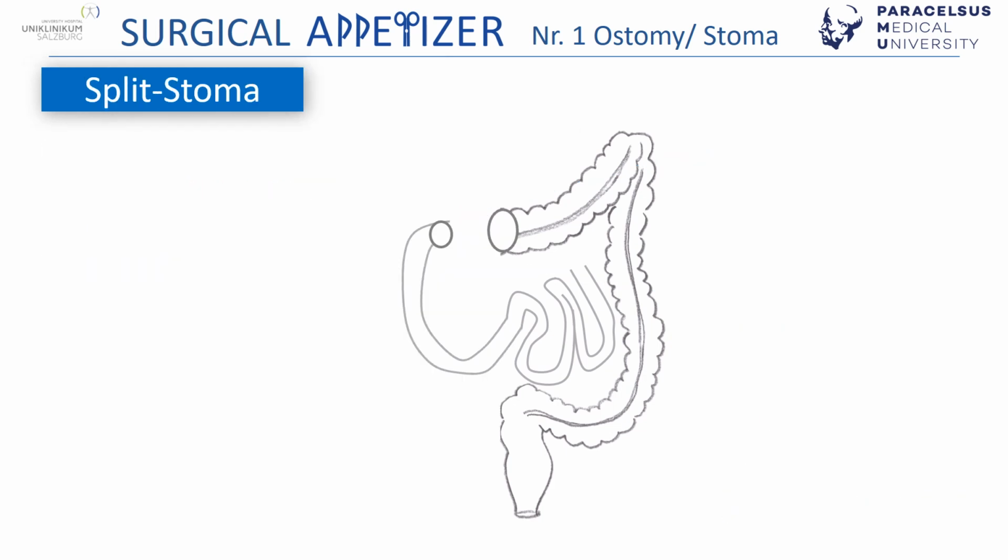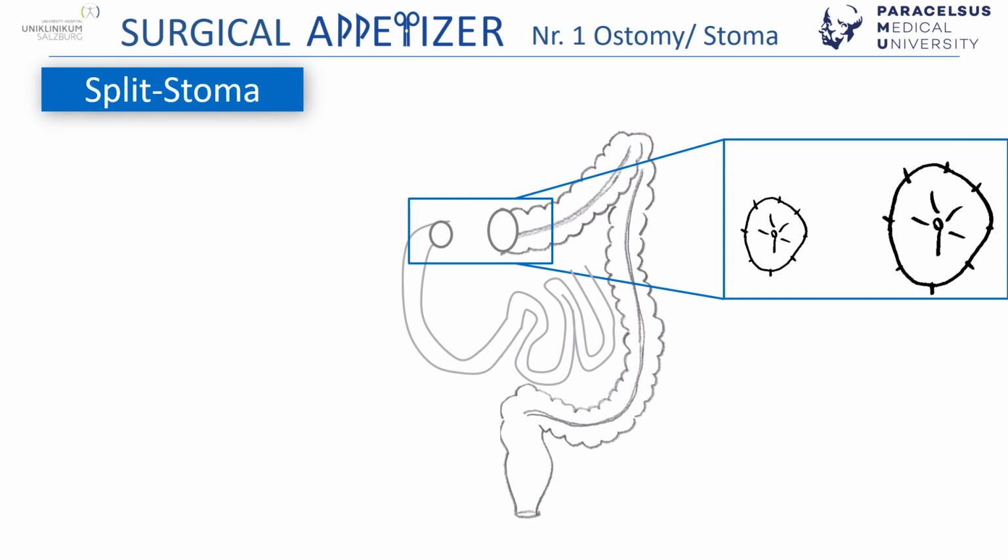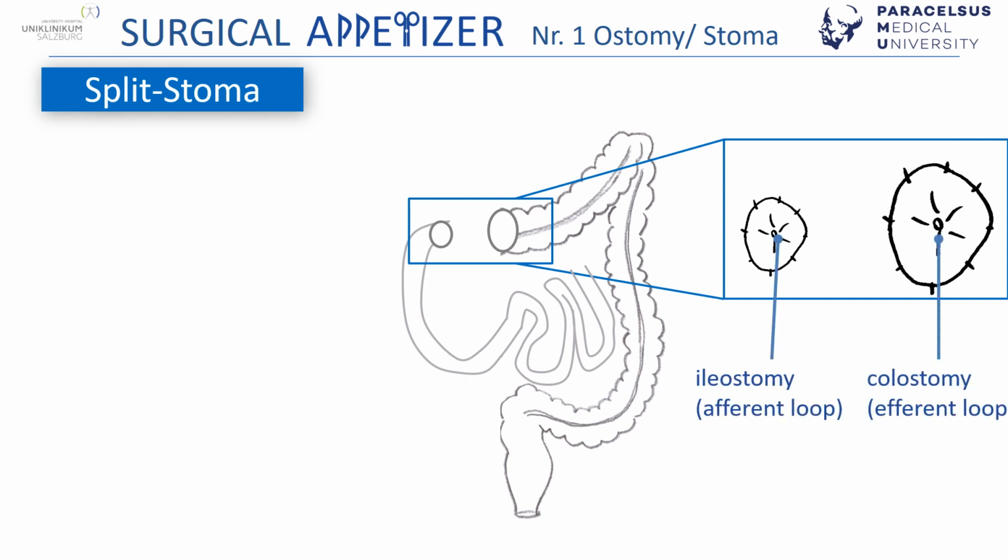The other stoma is the split stoma, where we suture these two loops to the skin separate from each other, and then we call that a split stoma. And this consists of the ileostomy and a colostomy separate from each other, and the reversal operation requires a laparotomy to re-anastomose these two loops.